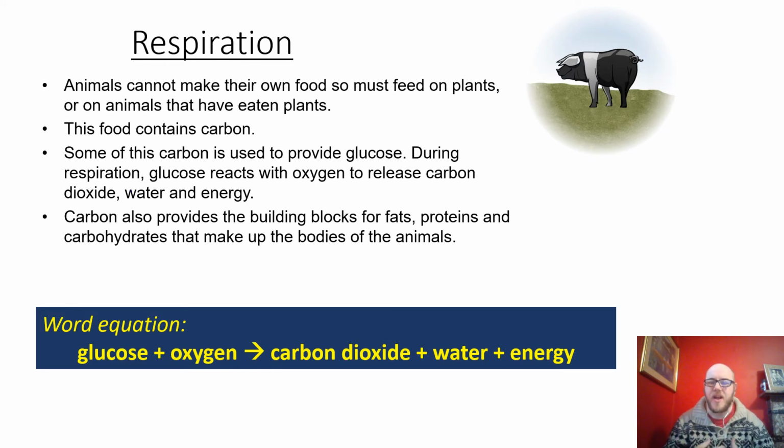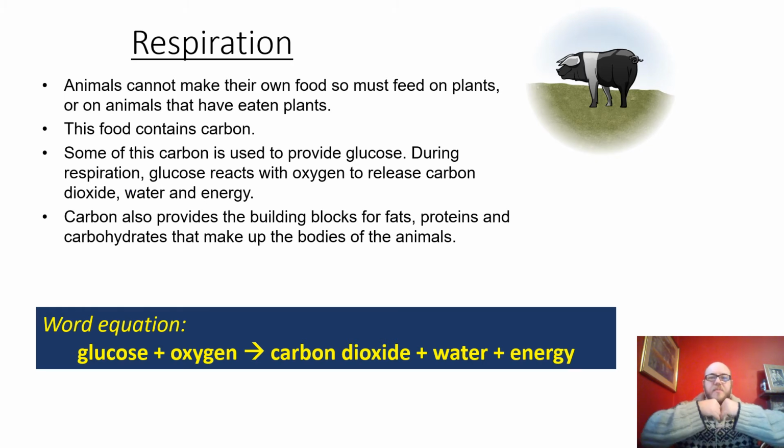We can't make our own food like a plant can, so we have to feed on plants, or we feed on animals that have fed on plants. Now, the food that we've eaten, either the meat or the plant, contains carbon, and that provides the glucose. Now, in respiration, the glucose is broken down with the oxygen to release energy, and this happens in every single cell of our body. So respiration happens in all of the cells.